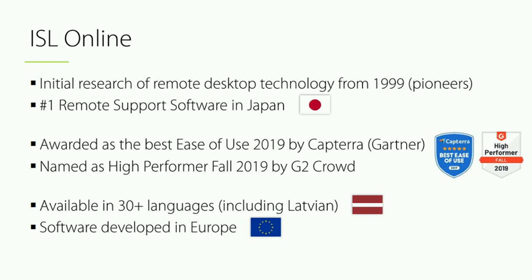But basically, since we can rebrand ISL Online completely, you might have been using ISL Online already, but you don't know because it's rebranded as another solution. Then in Japan, we are number 1 remote support solution. So we do about, I would say, 70% of our sales in Japan. These 2 awards are given by Capterra, which was acquired by Gartner, and G2 Crowd. These are online review websites where users leave reviews, and then we have a comparison with other competitors.